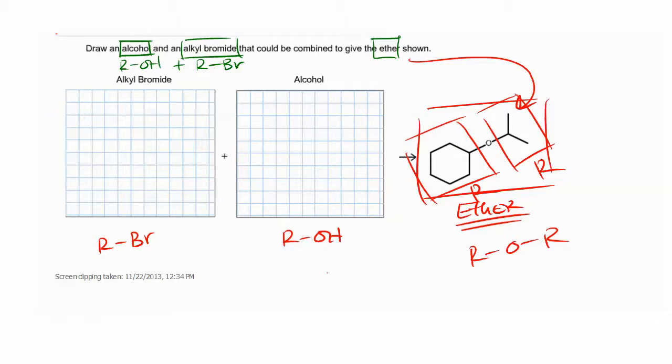Now we have to do some kind of substitution reaction. So we got to figure out if we're doing an SN1 or an SN2. So we could either start off with this guy here or this guy here, and react it with either this guy here or this guy here. We got to figure out which one is going to be more favorable.